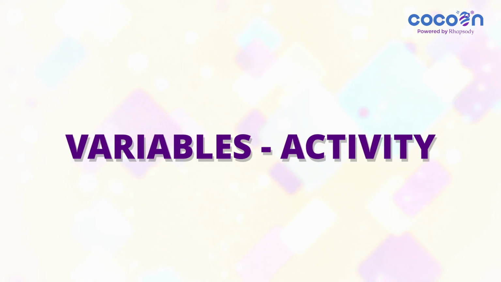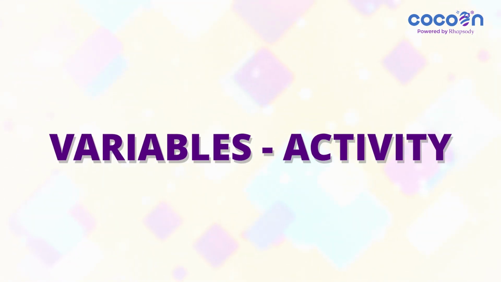Let us do a small activity to understand variables better. For this activity, you will need a bowl and some marbles or small balls. I will be showing you a series of pictures. If you identify a picture that has a flying object, then you should take one of the balls or marbles and add it to your bowl. Remember, the bowl has to be empty in the beginning.